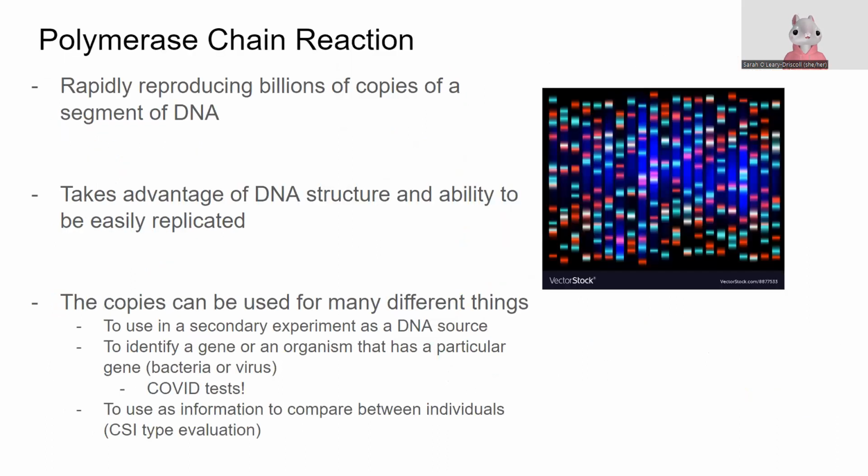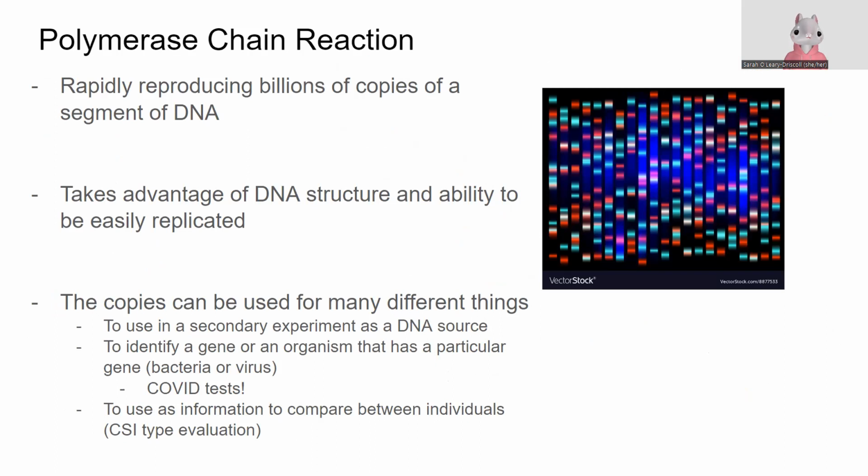Okay, so why are we talking about all of this? We are giving this content in order to understand the process of polymerase chain reaction. And we're doing polymerase chain reaction, or PCR, in order to look at your oral microbiome. So PCR is a process of rapidly reproducing billions of copies of segments of DNA. It basically uses the natural structure of DNA to be replicated and takes advantage of that.